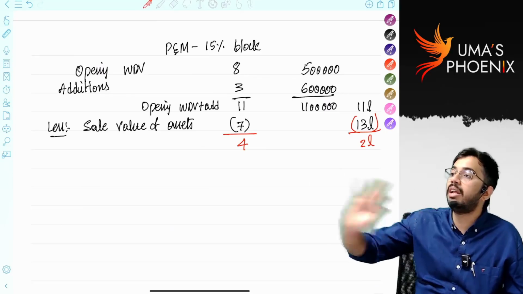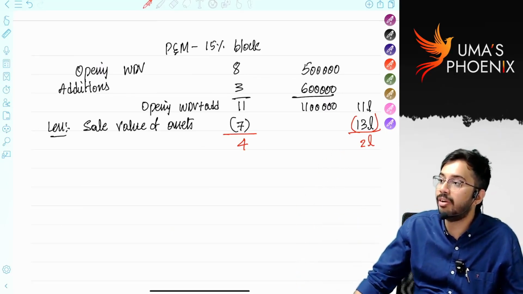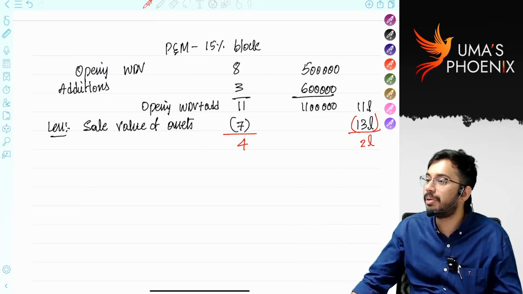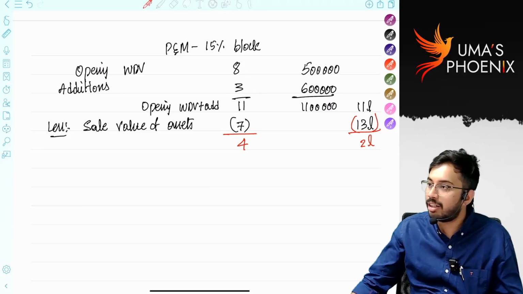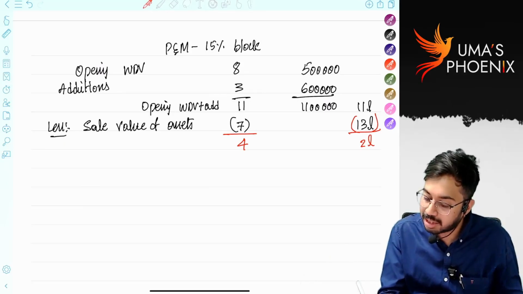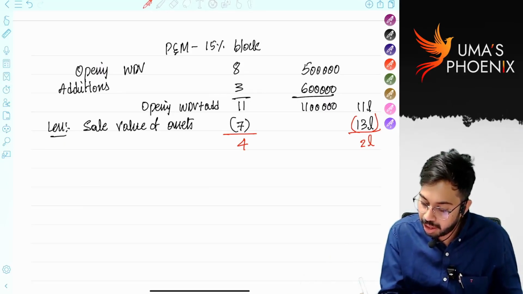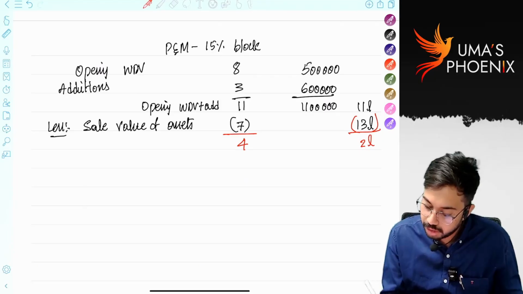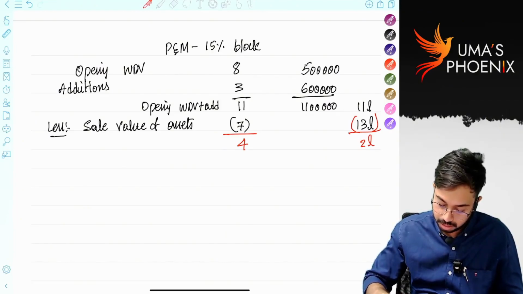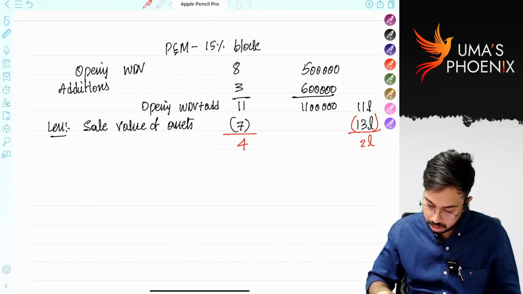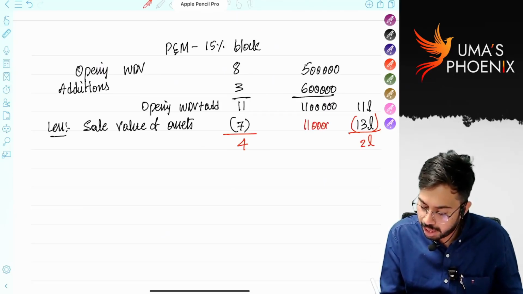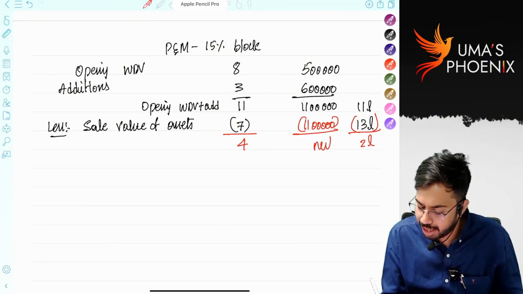Block value can never be negative. You cannot make block value negative. Understand with logic, can there be a negative value to an asset? It is completely illogical, right? Correct. So block value can never be negative. So even though they are sold for 13 lakhs, we will write 11 lakhs and we will make the written down value nil.